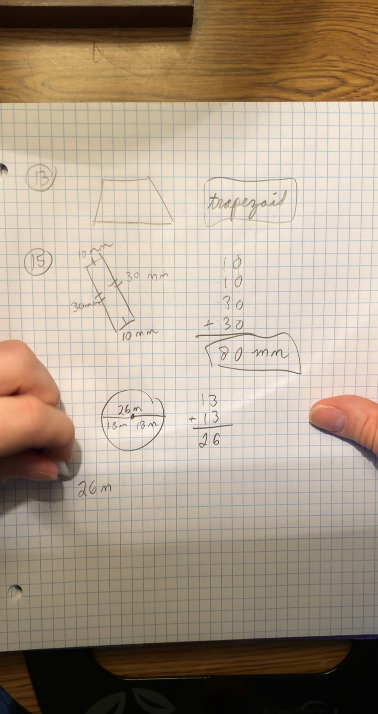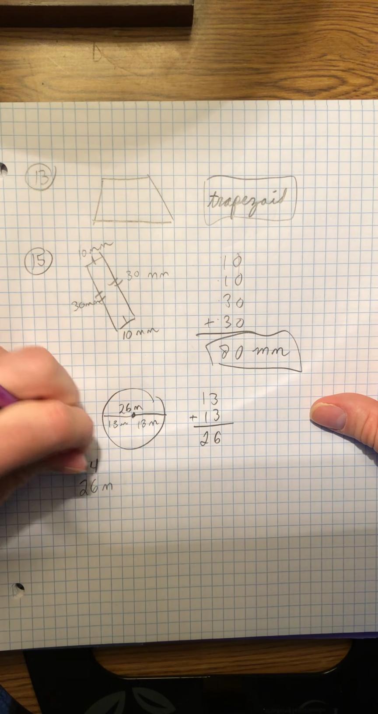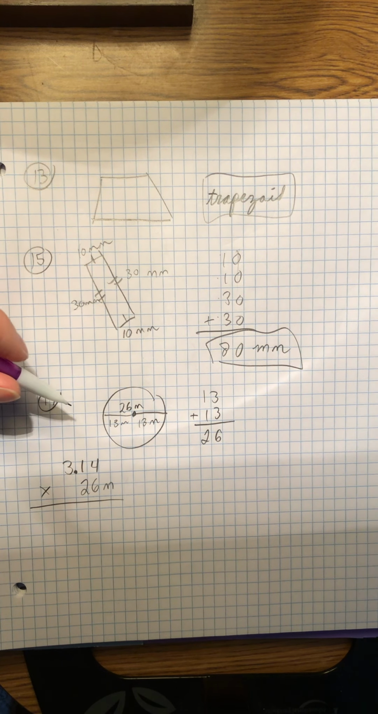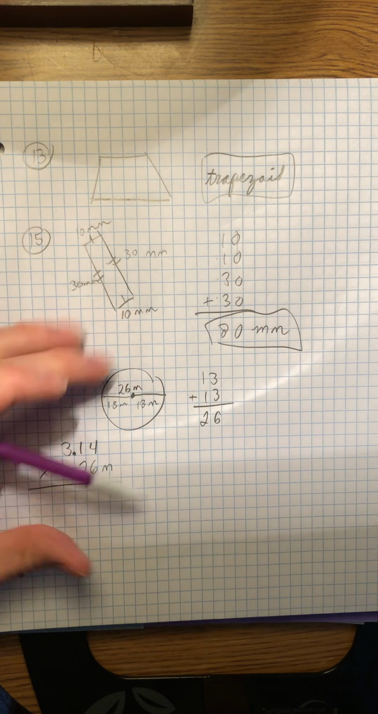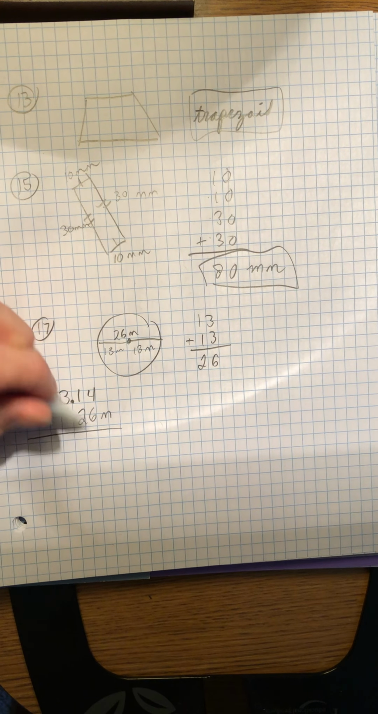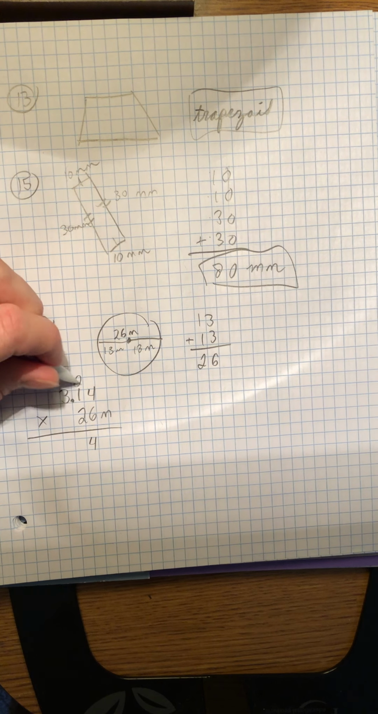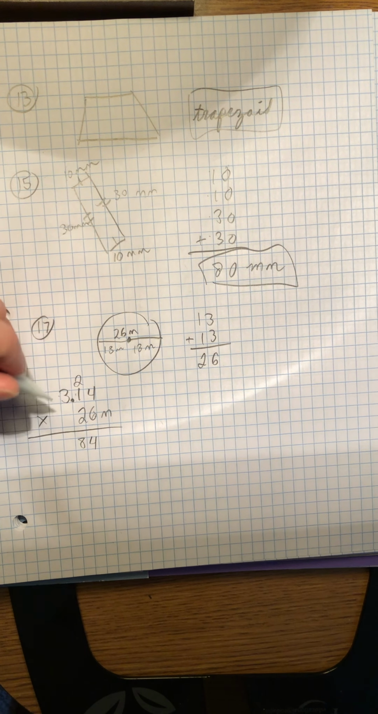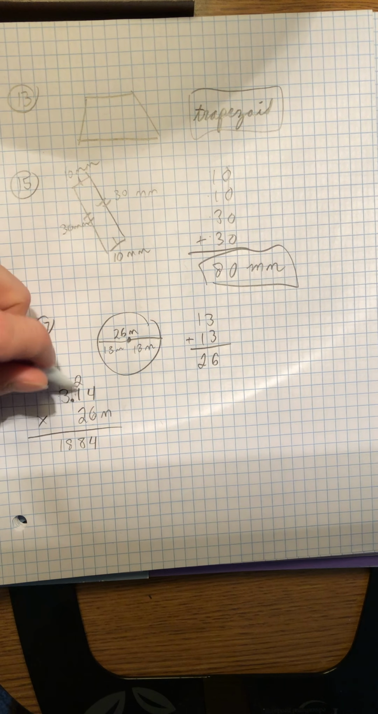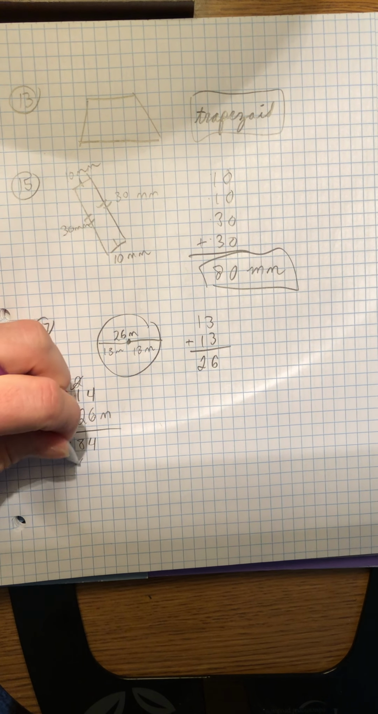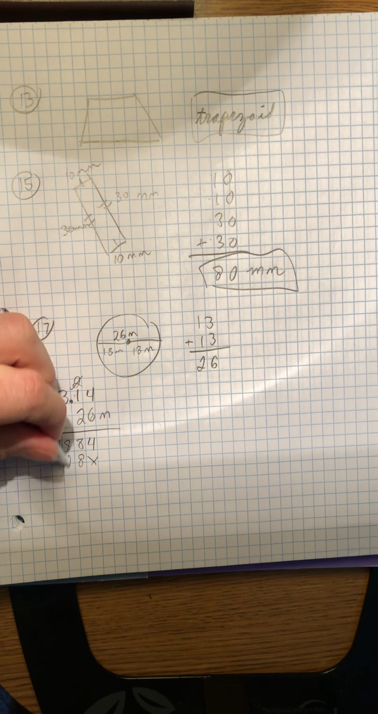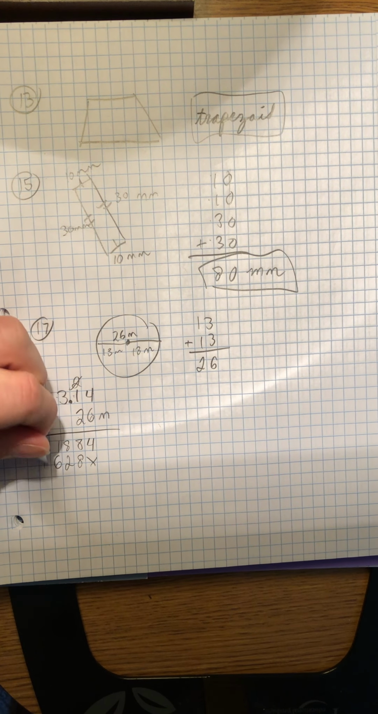I'm doing this kind of funny, so I'm going to do it like this. 3.14 times 26 meters. And then just go ahead and multiply. 6 times 4 is 24, carry the 2. 6 times 1, 6, plus 2 is 8. 6 times 3 is 18. Cross that off, and then 2 times 4 is 8. Put an X in this 1's place.